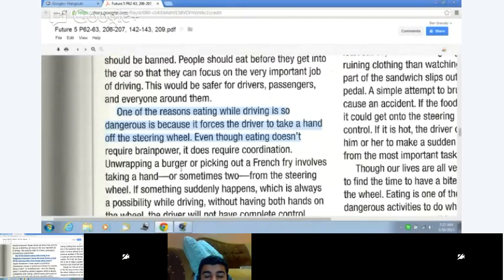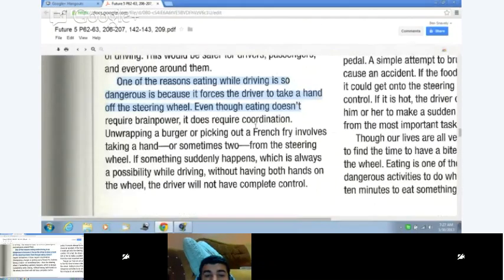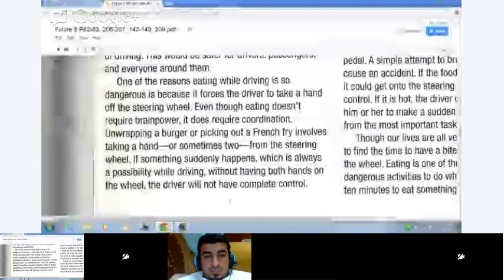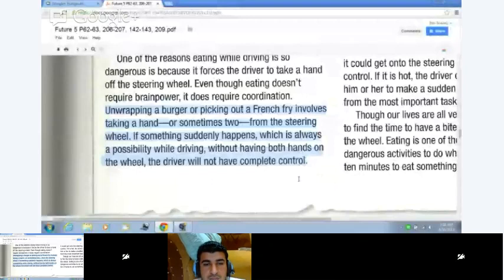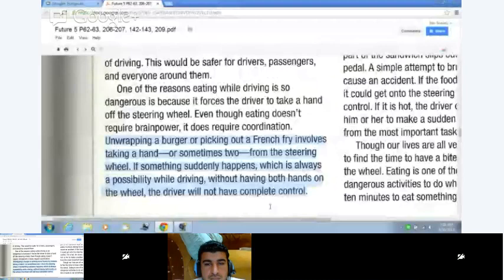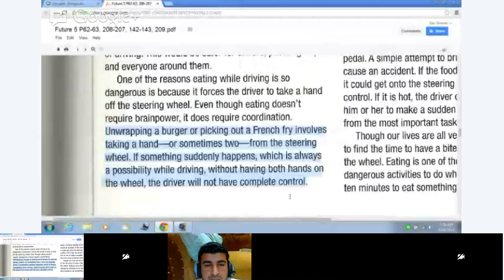Yeah, okay. So after he gave his reason, he gave details or examples. What is one example that he gave? There's two examples out there. Does anybody know? Can someone tell me what the example is of what could happen if you take a hand off the steering wheel?